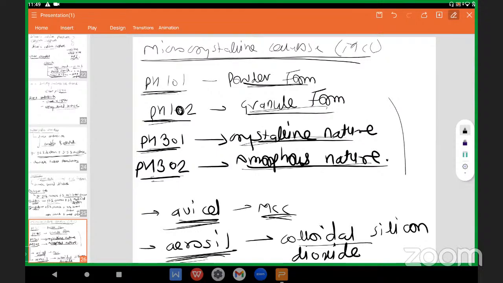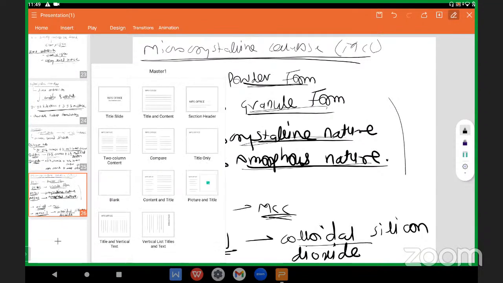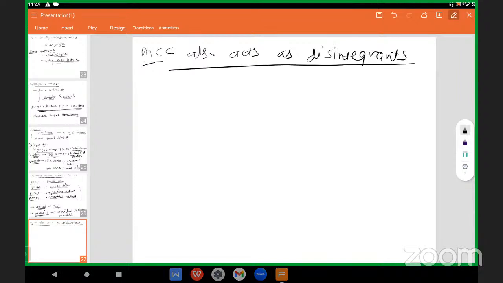Write down one note regarding the microcrystalline cellulose. Regarding the microcrystalline cellulose, write down MCC also acts as disintegrant. Now, next very important excipient used in the diluent category is mannitol. Any idea what is mannitol?